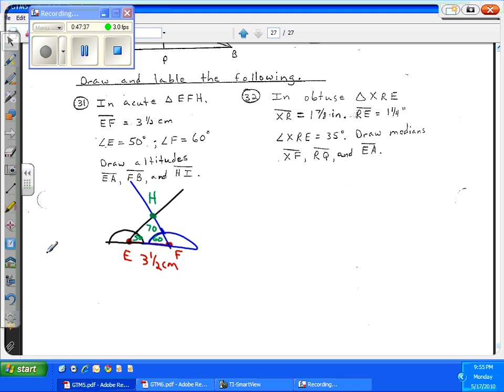So EA would go from E to the midpoint. Here you'd have to find the, you want an altitude, I'm sorry. So it would have to go from here and hit at 90. And that would be point A. HI would go from H, hit the other side at 90. You'd call that point I. FB would go from here and hit that side at 90. And they would be concurrent. Now let's talk about how to make it hit from a vertex to hitting a side at 90.